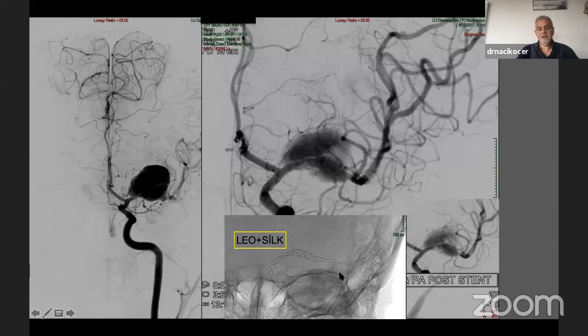This is the long Leo, scaffolding from healthy wall to healthy wall, and then the real job is actually done in that Silk. Silk is in the inflow zone here. Please note this narrowing here, actually depicting that this is an aneurysm, maybe because of the dissection. This is one of the morphological features of the dissection.